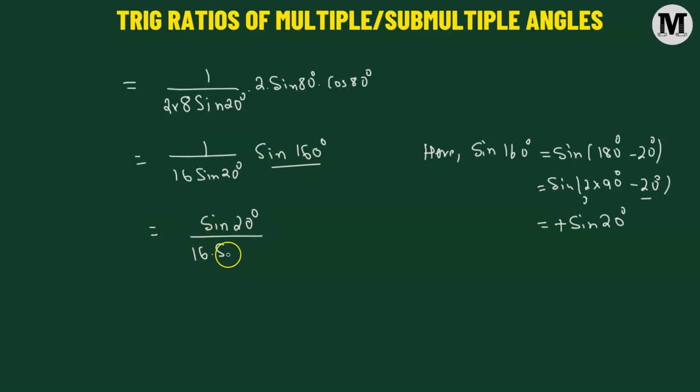by 16 times sine 20 degrees. So sine 20 degrees gets factored out from the numerator and the denominator. In the numerator we have 1, and in the denominator we're left with 16, and this is going to be the final value of the given trig expression.